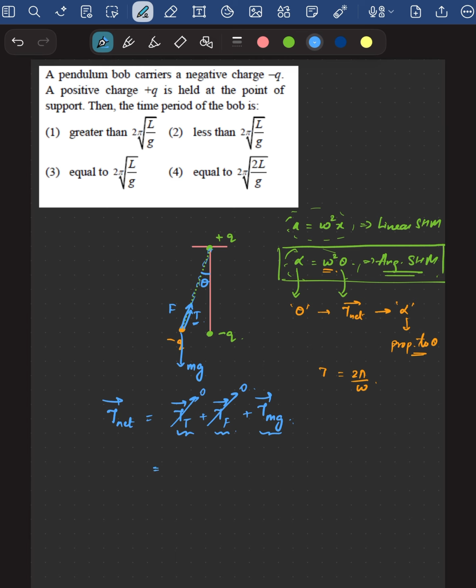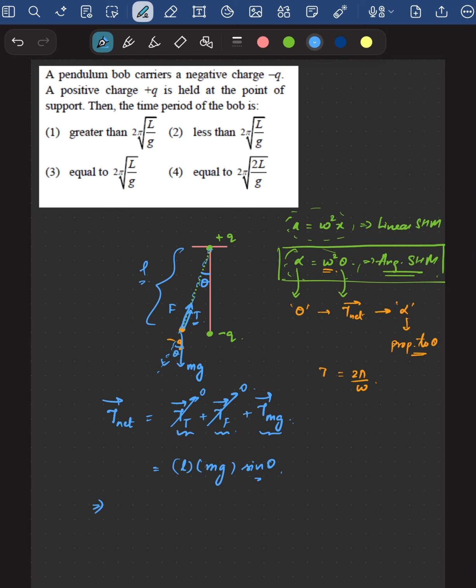So r bar is equal to this length L. So L into your component of mg, or you can also write r bar cross f bar. So f bar is mg, and the angle between r bar and f bar is the angle between the tails, which is equal to the same theta. So it will become mgl sine theta, right? So your net torque is equal to mgl sine theta.